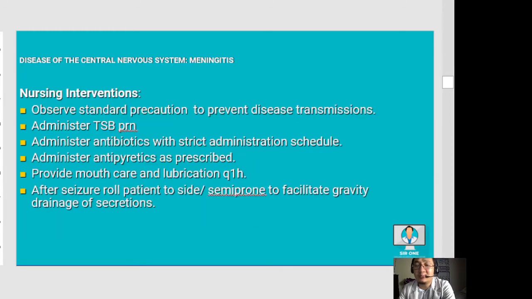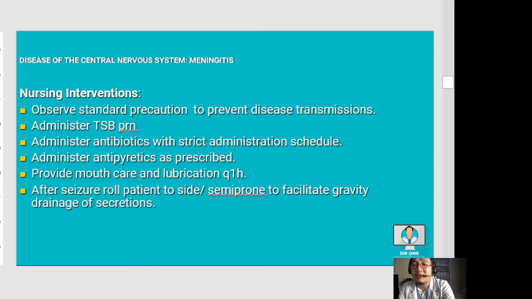For nursing interventions, aside from the treatment that I have mentioned, we should observe standard precautions to prevent disease transmission because it's highly contagious and really fatal. Administer antibiotics with a strict administration schedule, meaning that it should be followed religiously. Then render a tepid sponge bath as necessary. Administer antibiotics as prescribed.